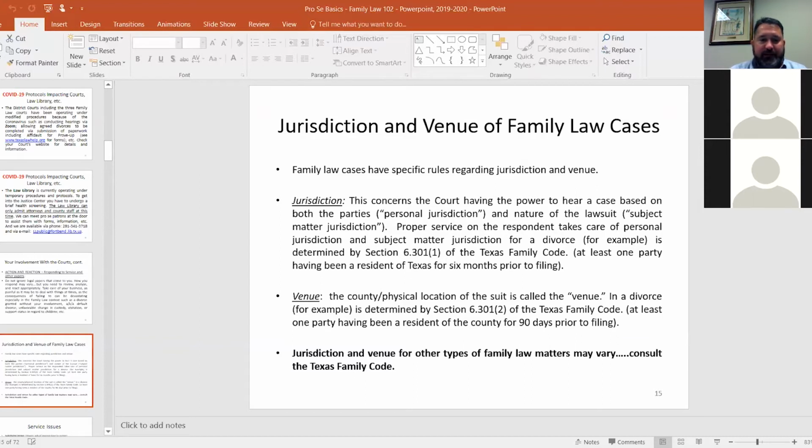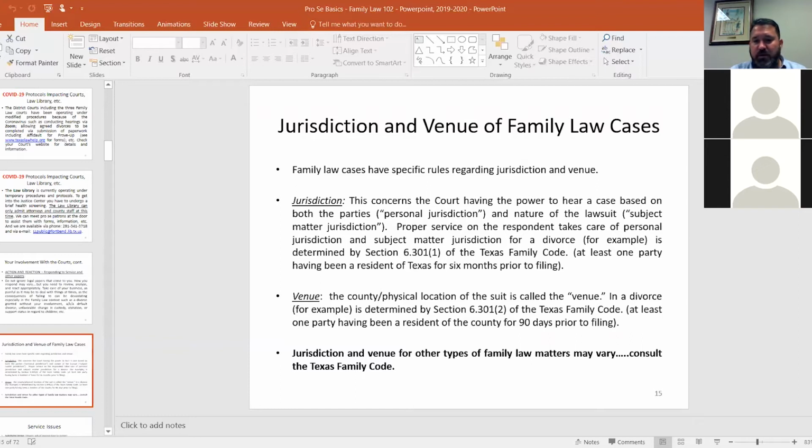next slide. Venue is then the other issue. What county within Texas would it be appropriate for you to file in? Generally, it's in regards to where someone lives. At least one of the parties has to have lived in the county where the divorce is filed for a certain period of time. I think it's 90 days. Say if you separate from your spouse, one of y'all is living in Wharton County and one of y'all is living in Fort Bend County, venue would probably be in either one of those. It just depends on who's going to file first.